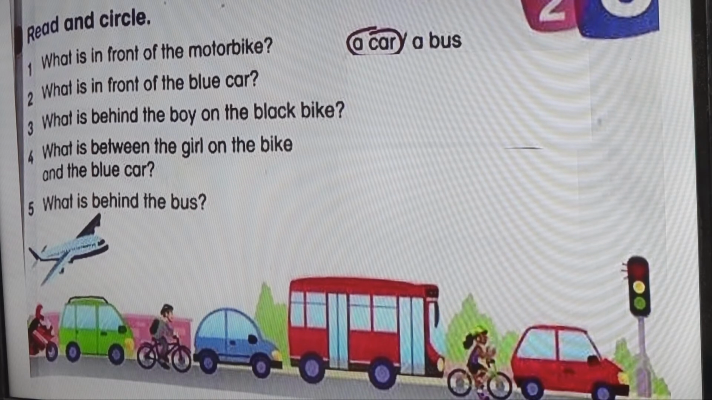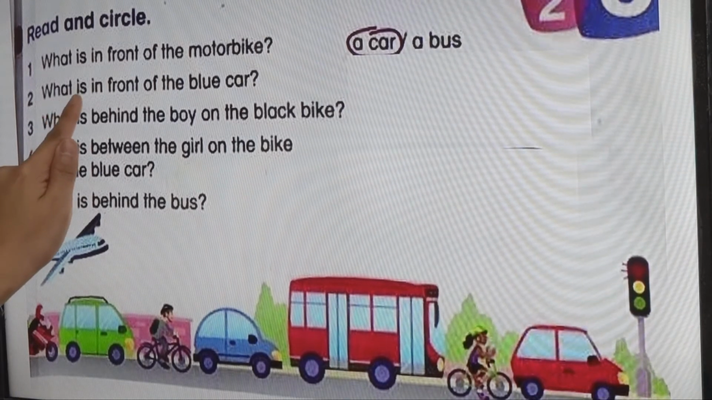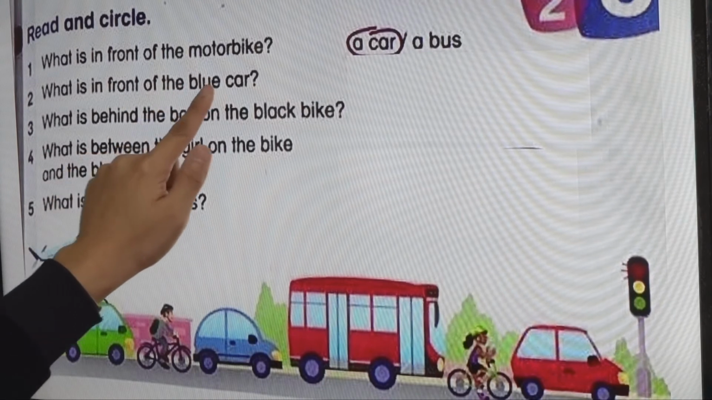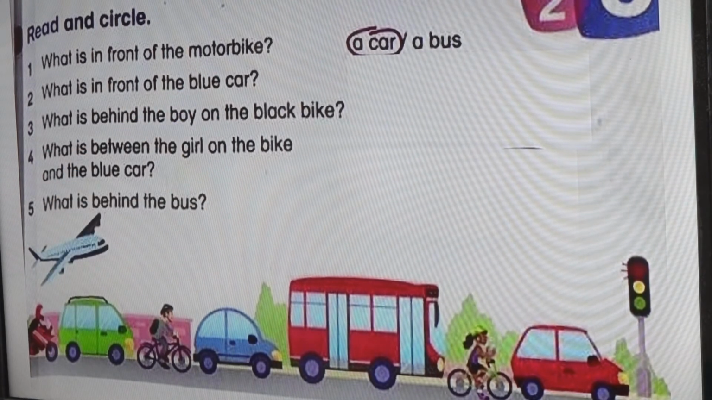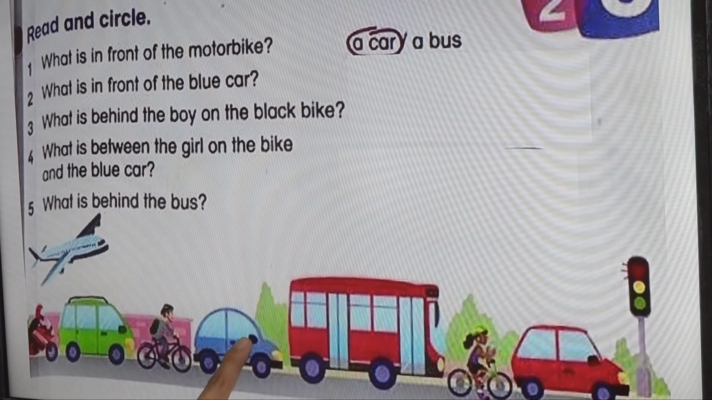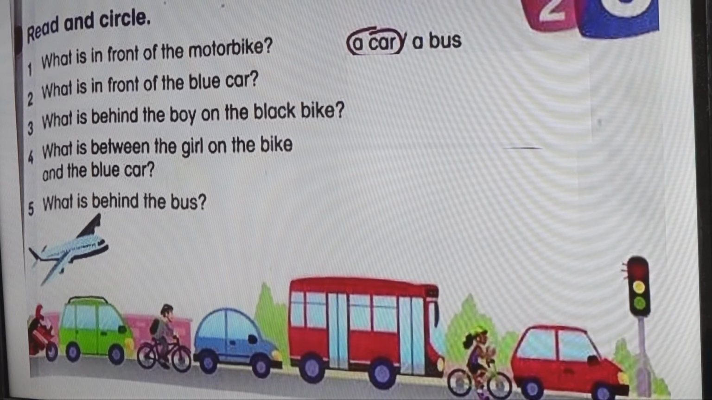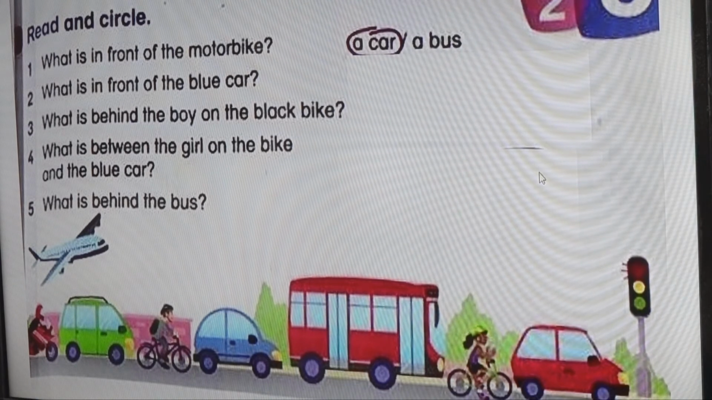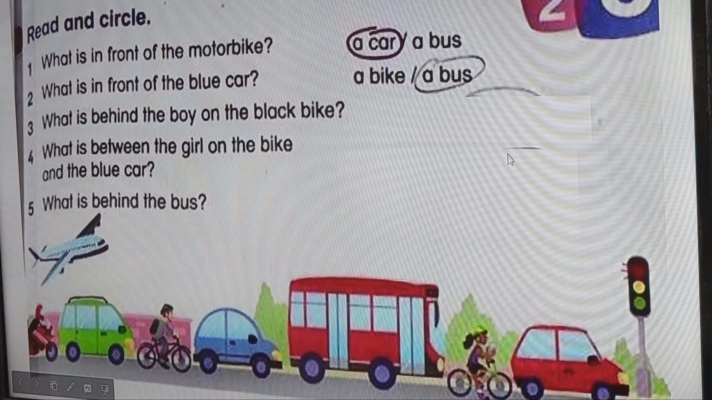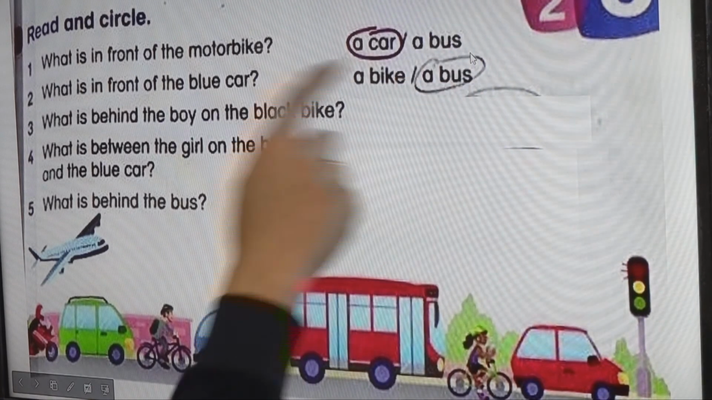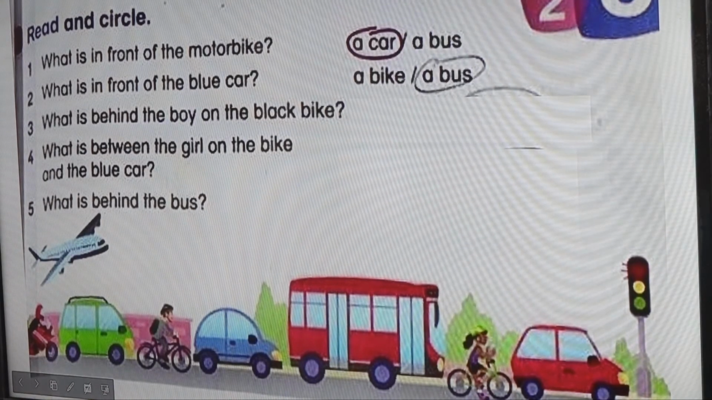Alright, good. So now let's read the second question. What is in front of the blue car? If what is in front of the motorbike is a green car, what is in front of the blue car? Is it a bike or a bus? Right, it should be a bus. You circle a bus.